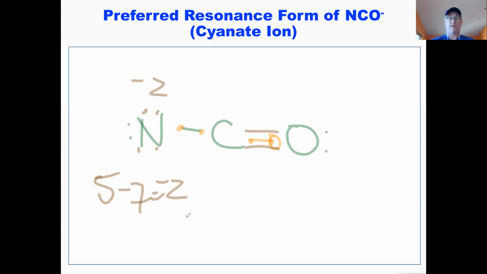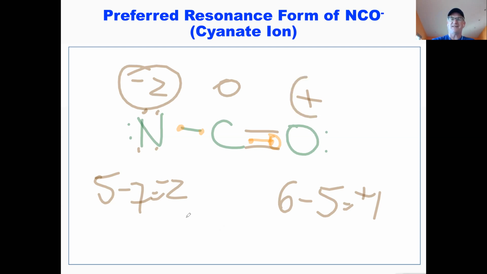Carbon still has 4, so there's no charge on carbon. And what about oxygen? Oxygen is supposed to have 6 valence electrons, and how many does it have in this orientation? 5. So the charge on oxygen now is positive. Now, this is really a bad idea. Not only does nitrogen have a negative charge where oxygen should, now nitrogen's twice as charged and oxygen's now positively charged. So this is really unlikely. This particular structure would be the least likely of all the ones we have.